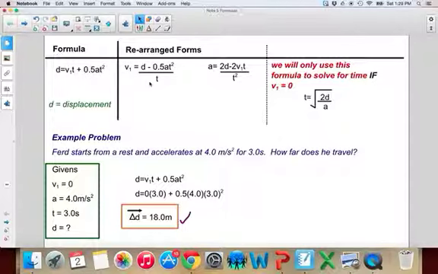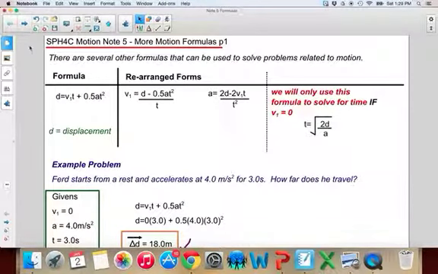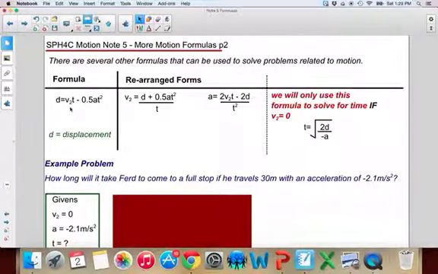I have 3 other formulas to show you. This one looks a lot like it, but just look at the difference. This one has v1 in it. This one has v2, and it's a subtract. Here are the 2 rearranged forms. Again, these are the same formula, just written differently. And if you have v2 is 0, you can use that formula like that.